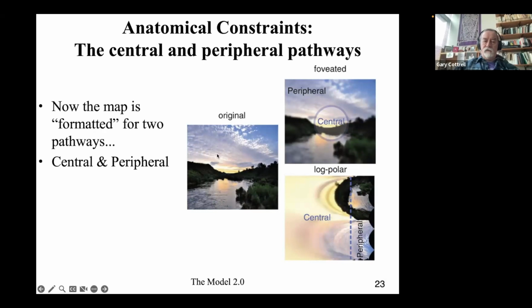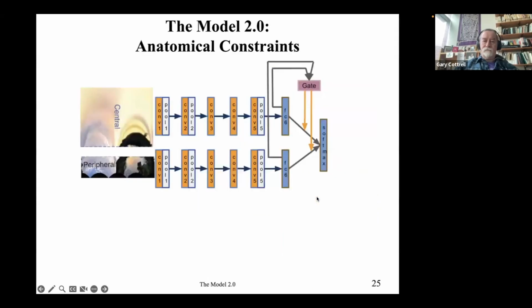Here's a central and peripheral, and this is what an original image looks like. This is what it looks like if we foveate that. And this is what it looks like if we log polarize it. And so this is modeling that. It's not oval, but it's close enough for government work.